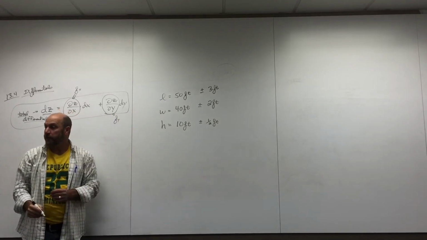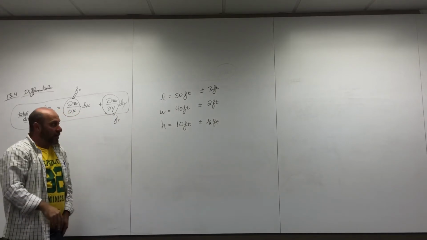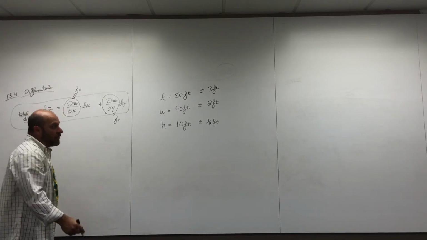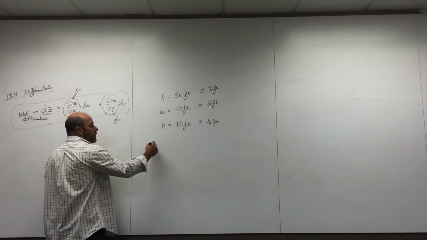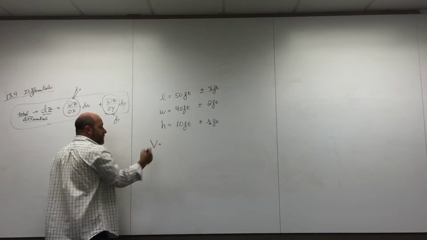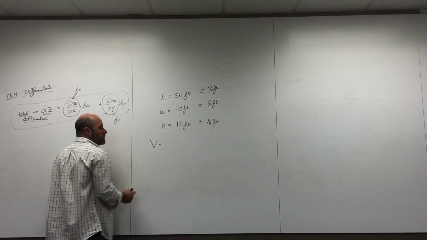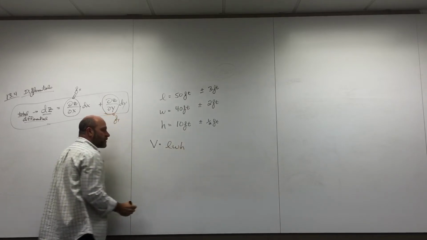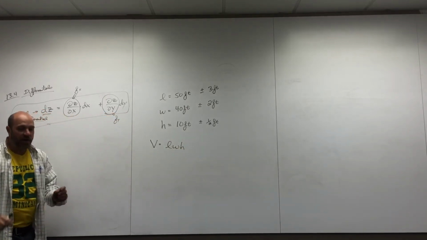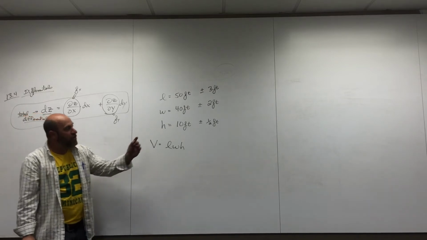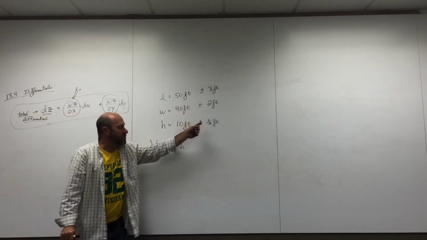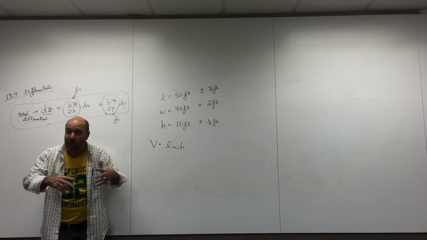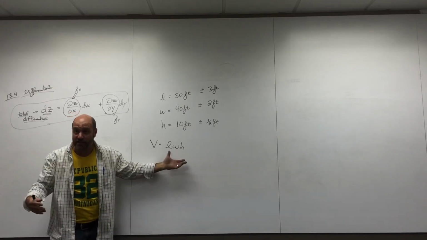Are you guys okay? Now, I want to calculate the volume of this room. So I need a formula for the volume of this room. What would be the formula for the volume of a room? Length times width times height. And what I want to do is, you know this, when you have error in your measurements, then when you calculate the volume, you're going to have error. Error gets compounded in your equations, right?